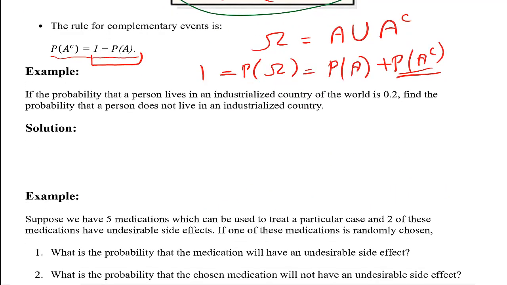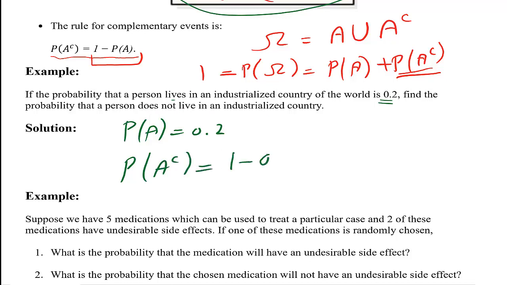Let's see this example. If the probability that a person lives in an industrialized country of the world is 0.2, find the probability that a person does not live in an industrialized country. So let's say probability of A is 0.2, which is the probability that a person lives in an industrialized country. So what is the probability that this person does not live in an industrialized country? It is A complement. So probability of A complement is just 1 minus 0.2, which is 0.8.